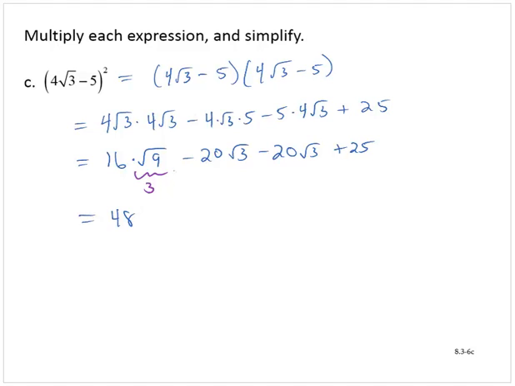Minus 20 times the square root of 3, minus 20 times the square root of 3, so that's minus 40 times the square root of 3. Those are like radical terms, and still plus 25. And so then, combining the like terms, 48 plus 25 is 73. So I have 73 minus 40 times the square root of 3.